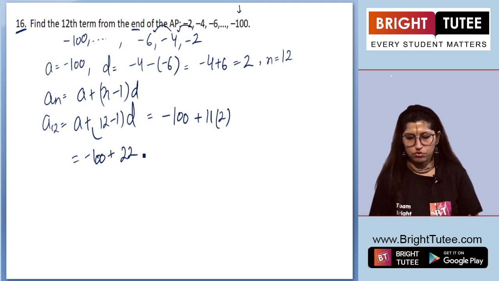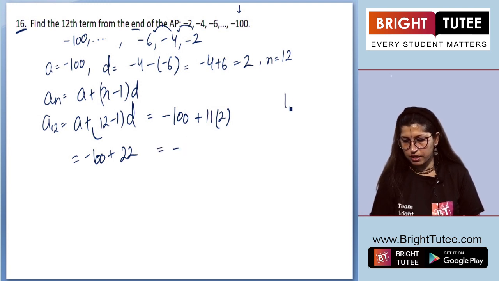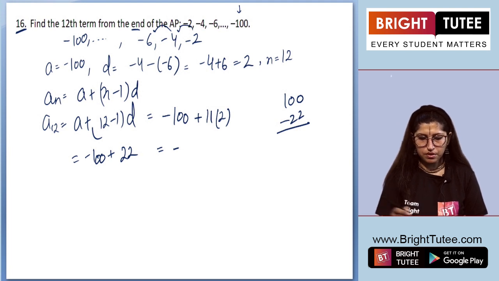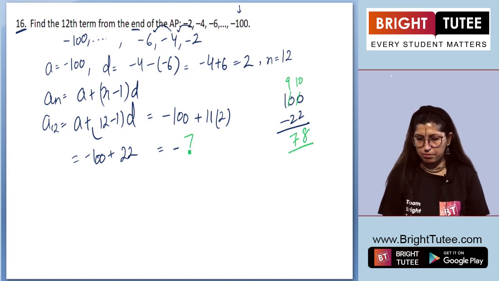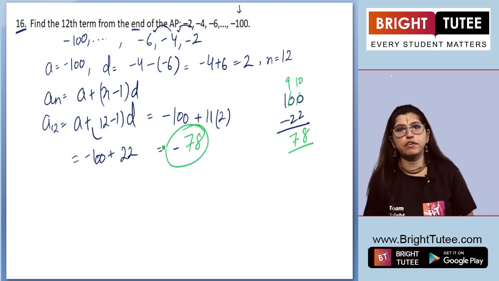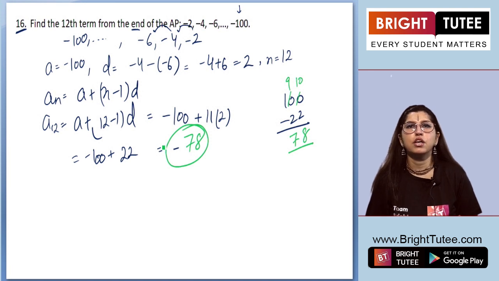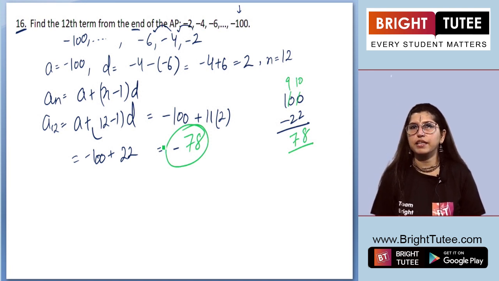So we can solve this question. That will be minus sign, 100 take away 22. Cancelling it out, it will be 10, it will be 9, so 8 and 7. So we'll be getting -78. So -78 is the final answer for this question. The 12th term of the AP from the end is -78.